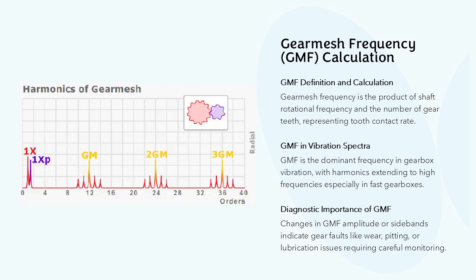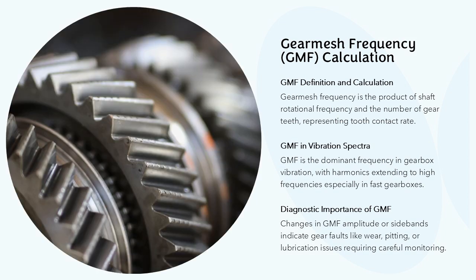GMF is typically the dominant frequency component in gearbox vibration spectra due to the stiffness variation and impact forces associated with tooth meshing. Harmonics of GMF often appear and can extend to very high frequencies, particularly in high-speed gearboxes. In a healthy gearbox, GMF and its harmonics are stable and well-defined. Changes in GMF amplitude, the appearance of sidebands, or broadband energy around GMF are strong indicators of gear-related faults such as tooth wear, pitting, cracking, or lubrication problems. As a result, precise GMF calculation is critical for reliable gearbox diagnostics.